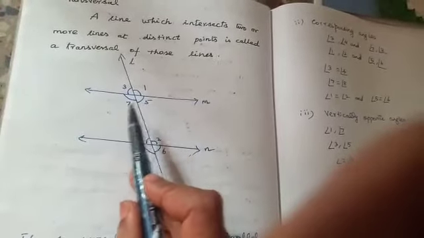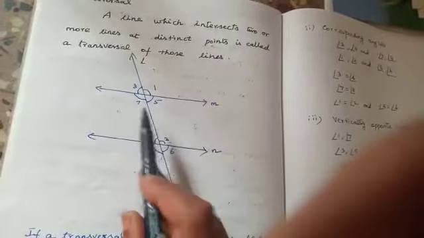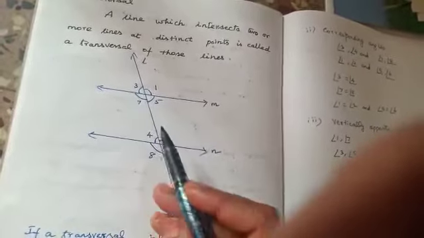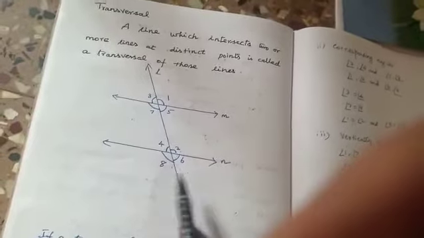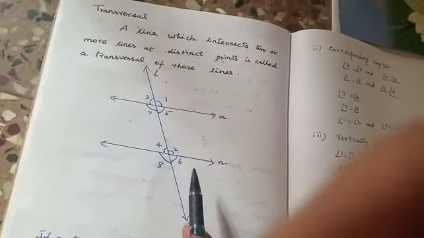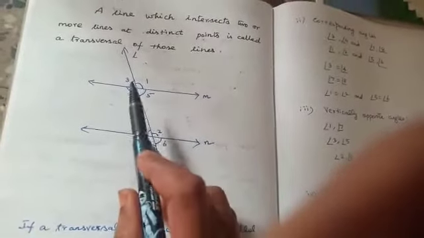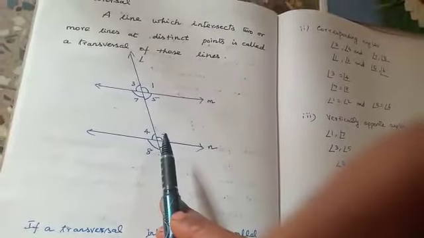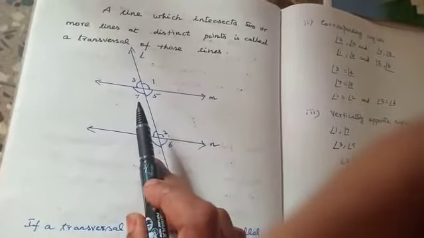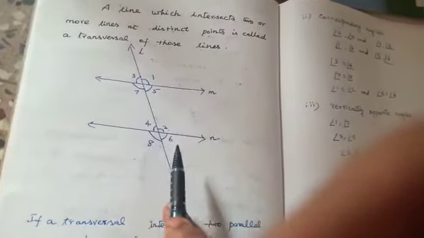That is 5, 7, 2, 4. These 4 angles are interior angles. Then above the line and below the line, that is 6, 8, 1, 3. These 4 are the exterior angles. So when a straight line cuts two parallel lines, 8 angles are formed: 4 interior angles, 2, 4, 5, 7, and 4 exterior angles, that is 1, 3, 8, 6.